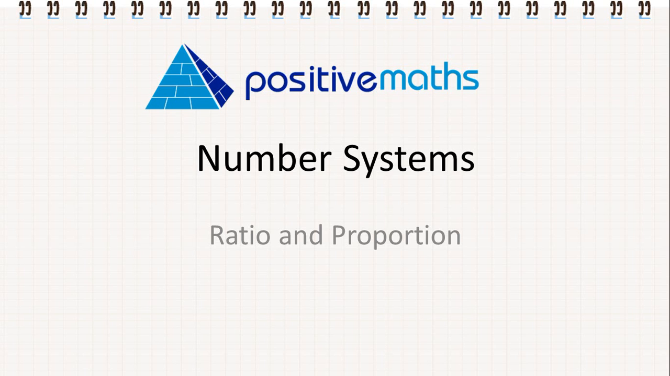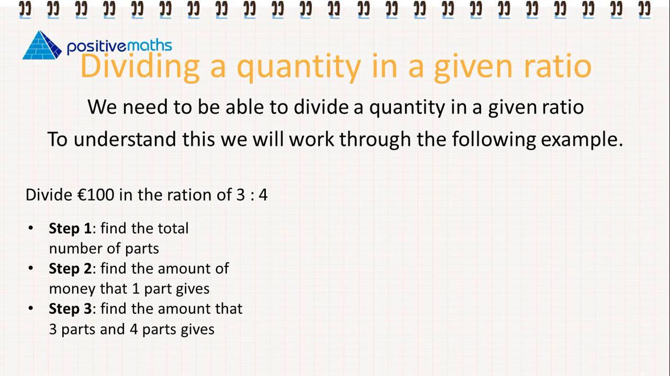In this video for Positive Maths, we're going to learn more about ratios and how to divide quantities into a given ratio. So, to understand how to do this, we will work through the following example. Okay, so we need to divide €100 in the ratio of 3:4.